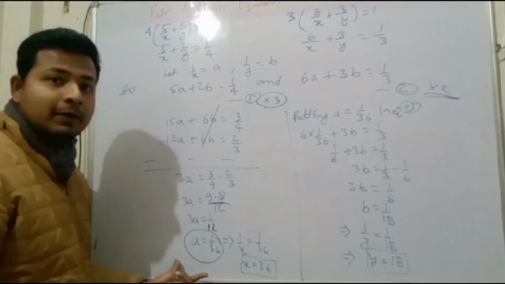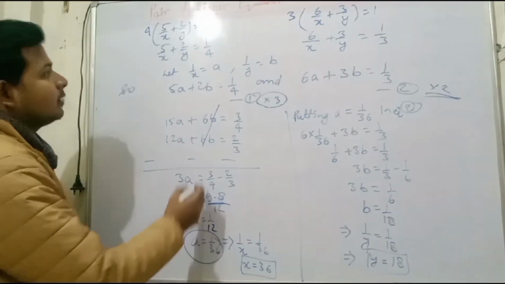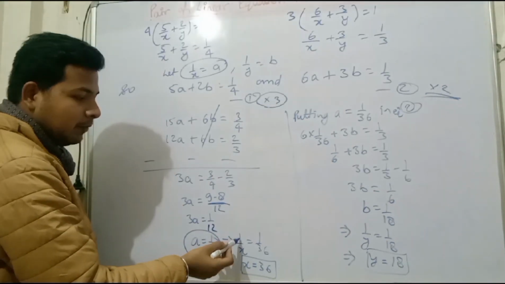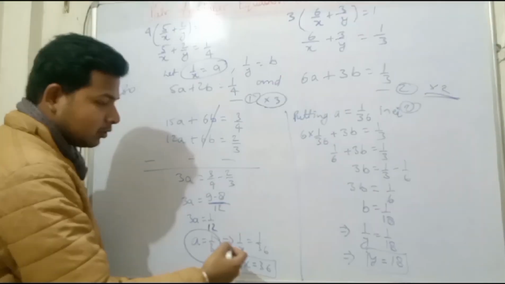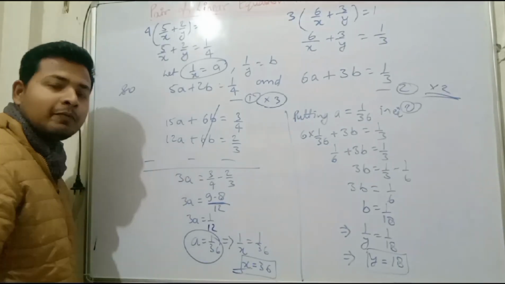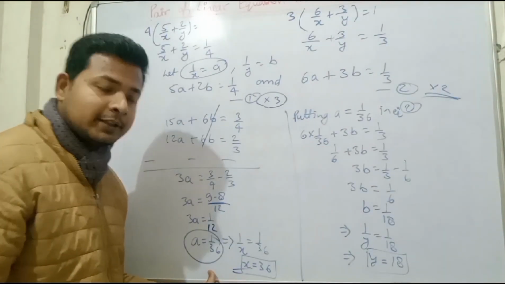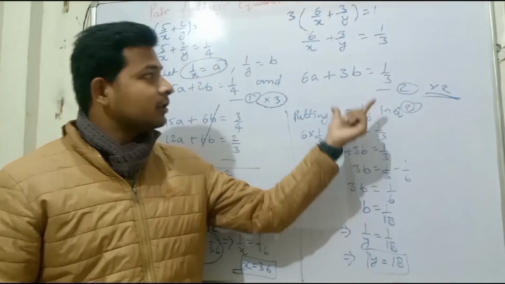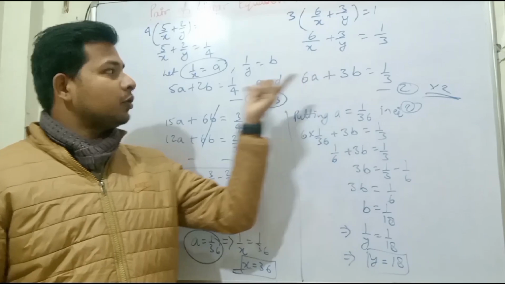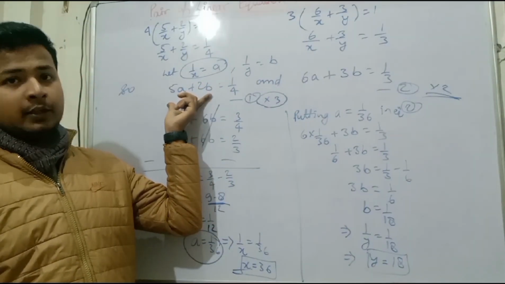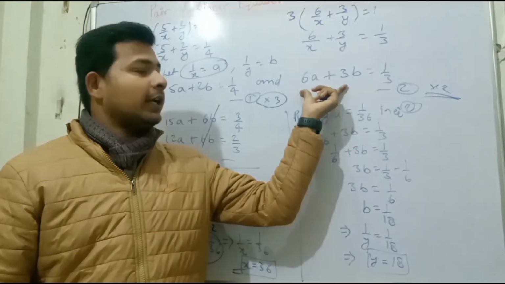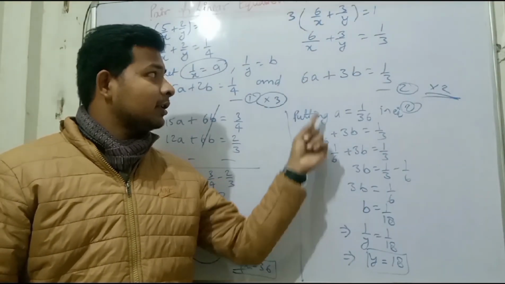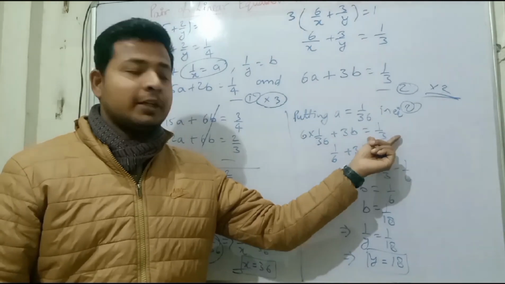We don't have to find the value of a, we have to find the value of x. Since in the starting we supposed a as 1 by x, just replace a by 1 by x. 1 by x equals 1 by 36, just cross multiply, and we get the value of x as 36. Now take the value a equals 1 by 36 and put it in equation number 2. You can also put the value of a in equation 1, but I am putting it in equation number 2. It will become 6 into 1 by 36 in place of a, plus 3b equals 1 by 3.